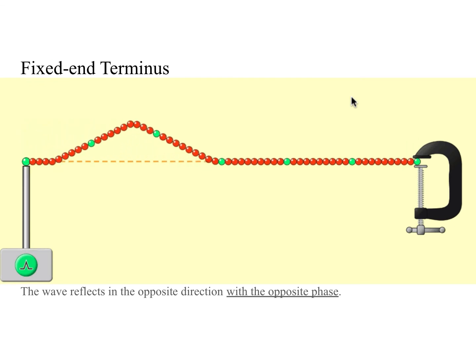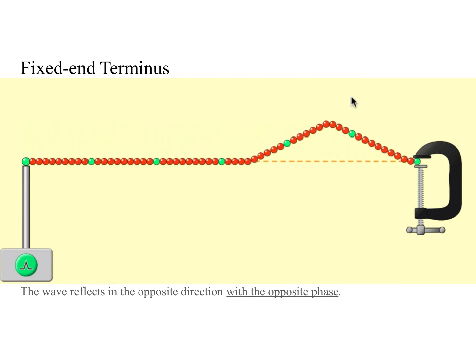This distinction between fixed ends and free ends is absolutely crucial, because in the free end, we get no inversion, and in the fixed end, we get an inversion, and that will end up playing a big role when we talk about resonances.